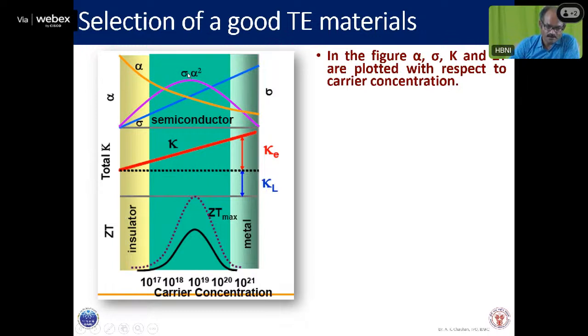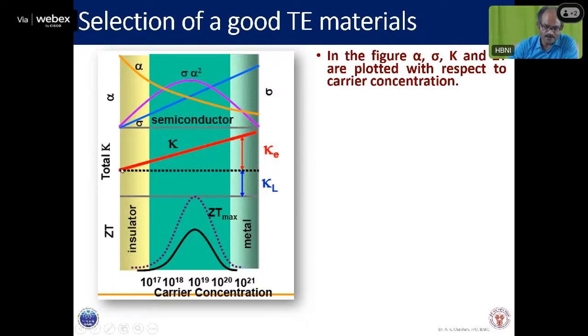So if you multiply alpha square into sigma, you get this kind of curve. This curve will give you the electrical part. Now if you see the thermal conductivity, you can see that it has two parts. One is the lattice part. The lattice part doesn't depend on the carrier concentration of electrons, so you have a constant KL here.